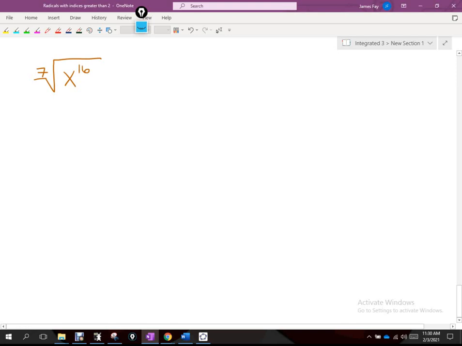Now what I want to do is use multiples of 7. Does that make sense? So what is the largest multiple of 7 that is less than 16? 14. So I'm going to rewrite this as x to the 14th times x squared. That will give me my 16, right? I'll now take the 7th root of that and the 7th root of that. What do I do with the 14 and the 7 here? Divide them, it gives me x squared. And then here, that doesn't happen. You can't do that. So it's just going to be the 7th root of x squared.